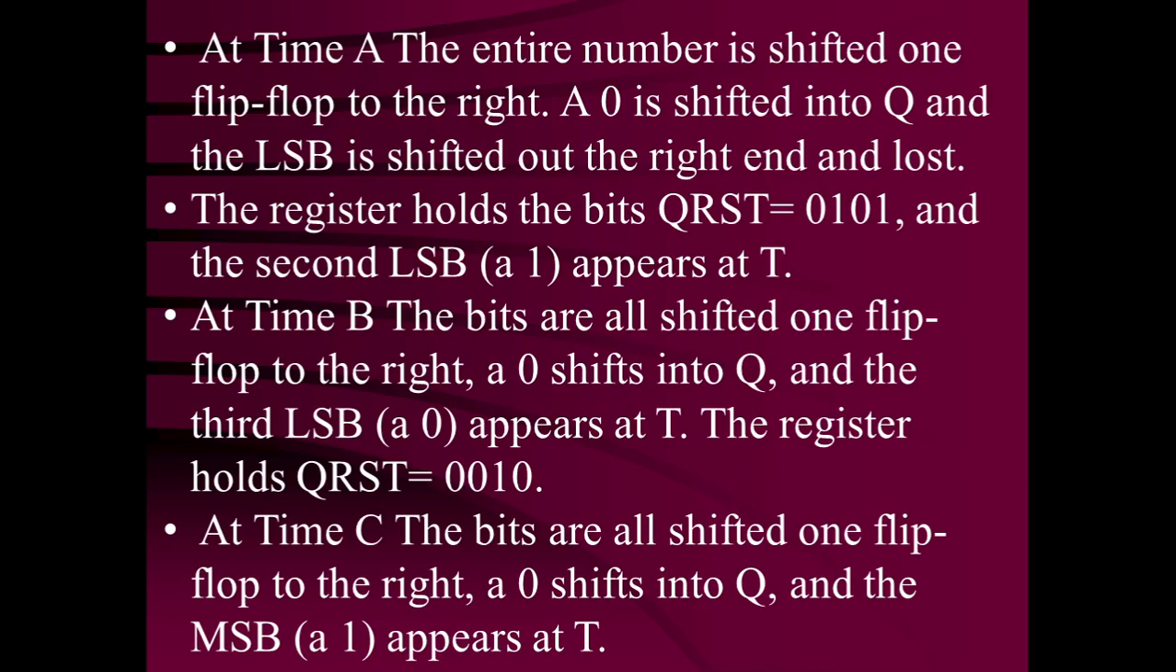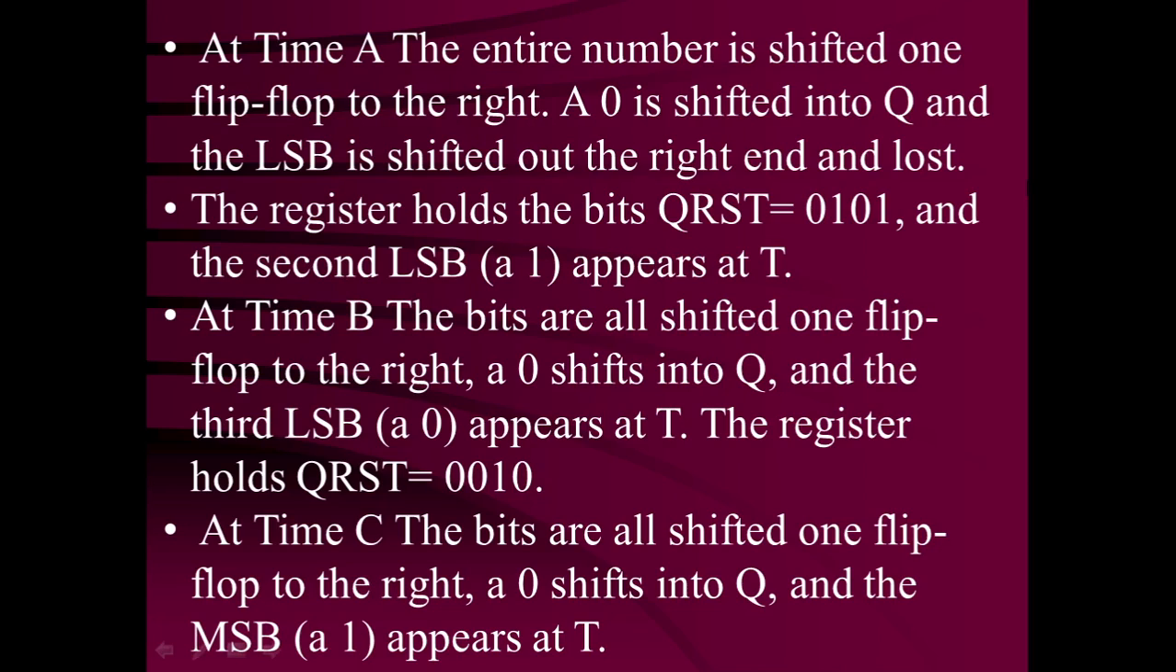That means the output of Q is shifted into R, the output of R is shifted into S, and the output of S is shifted into T. That means the second LSB appears at the output of the T flip-flop, and the LSB, which was 0, has come out of the shift register. So after one clock cycle, the LSB has been lost from the output of the serial out shift register.